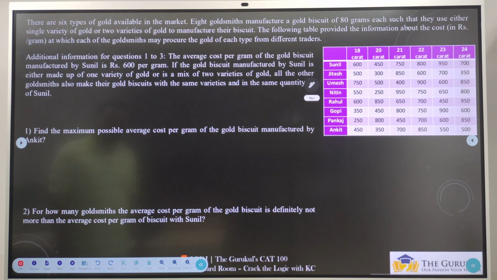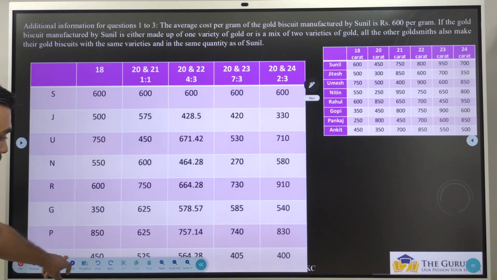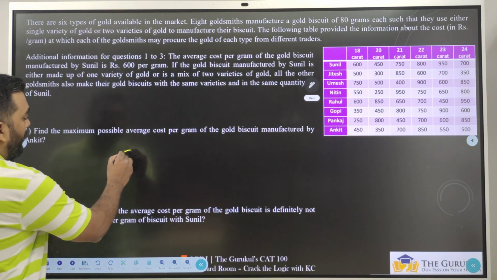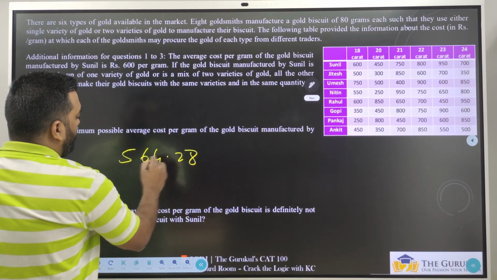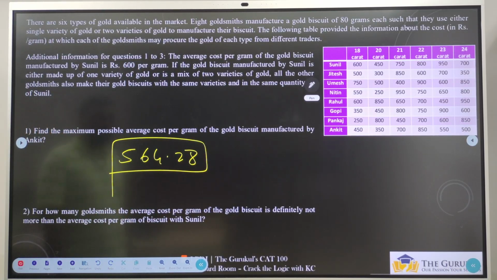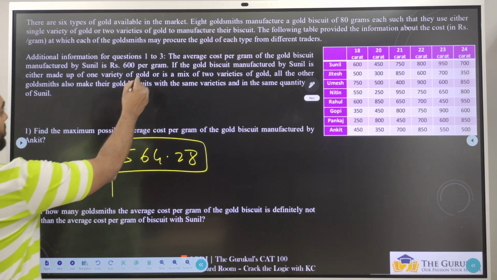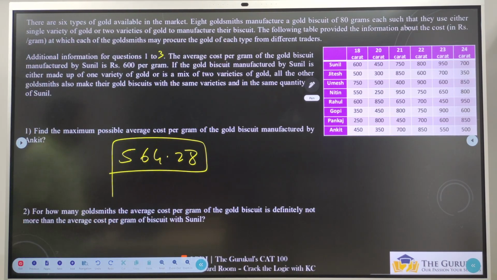Find the maximum possible average cost per gram of the gold biscuit manufactured by Ankit. Ankit is the last person. Maximum value is 564.28. So maximum 564.28. That is the maximum possible average cost per gram of the gold biscuit manufactured by Ankit.